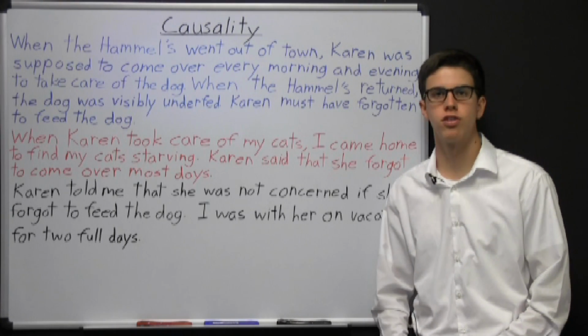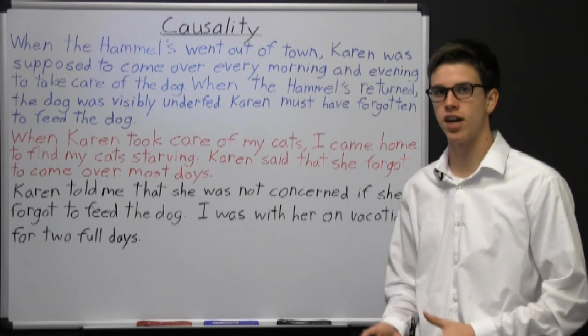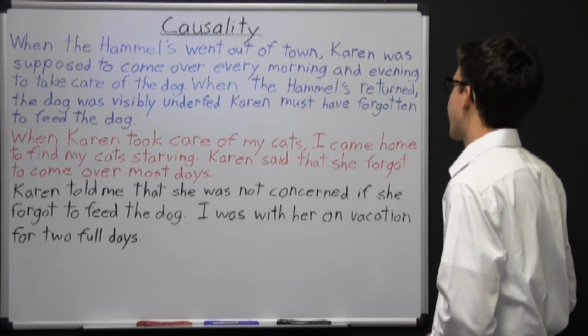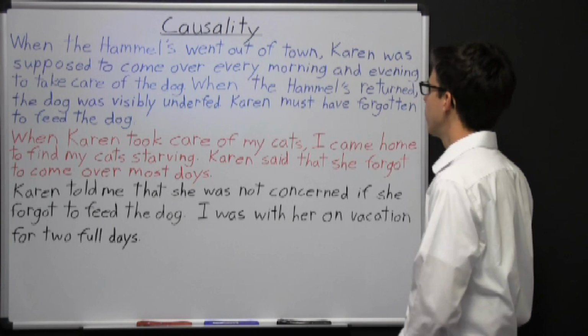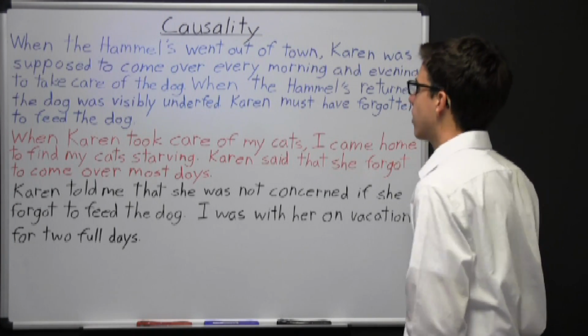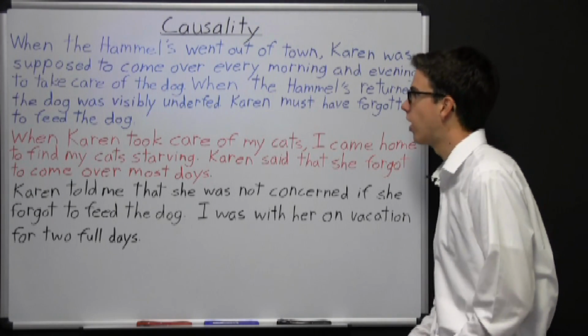Causality basically refers to cause and effect. But before we go too far into a definition of causality, let's go ahead and dive into an example. When the Hamels went out of town, Karen was supposed to come over every morning and evening to take care of the dog. When the Hamels returned, the dog was visibly underfed. Karen must have forgotten to feed the dog.